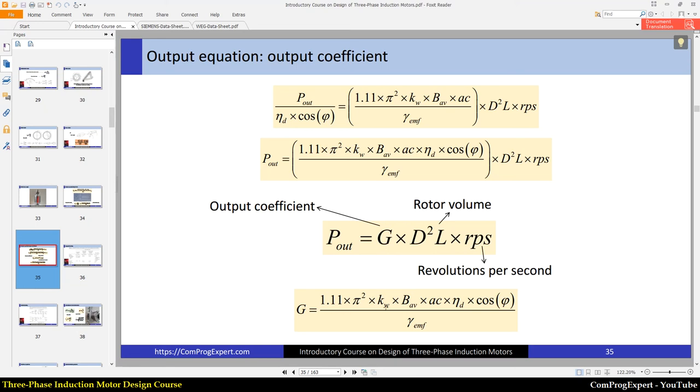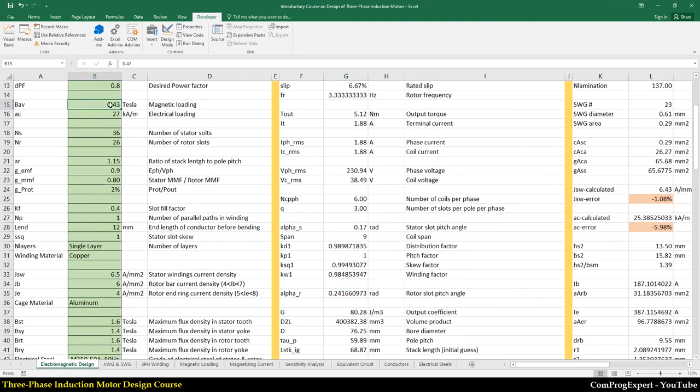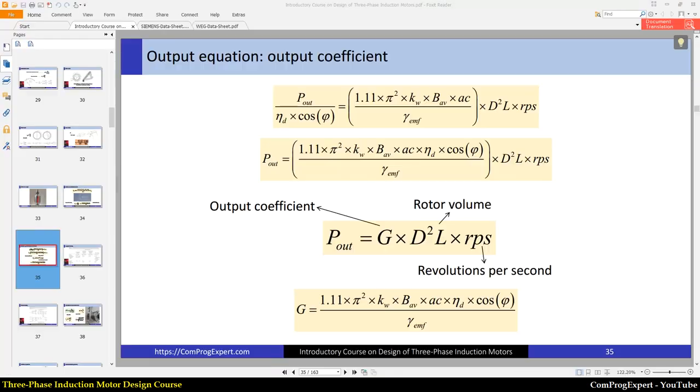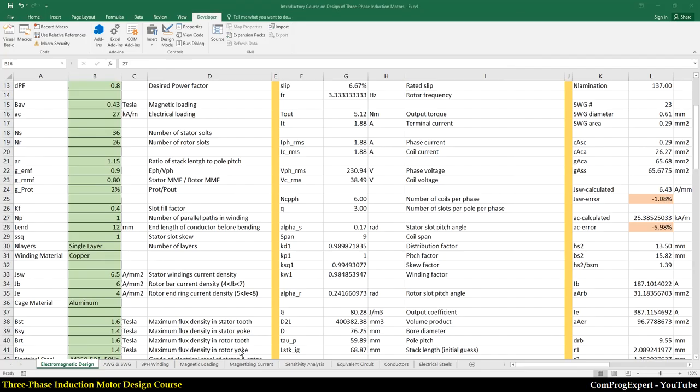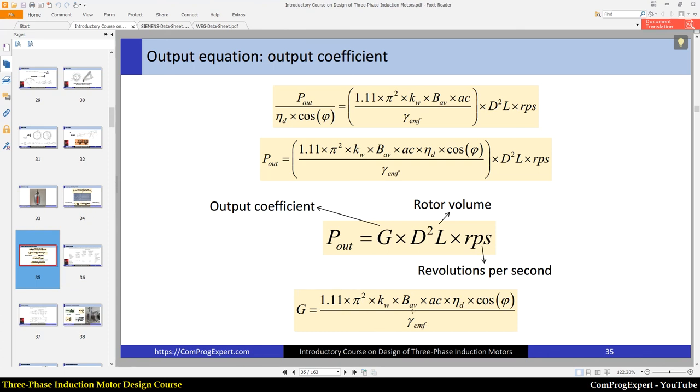In this expression, we have the value of Kw. We specify the value of gamma EMF. This is magnetic loading, electric loading, desired efficiency, and desired power factor. So you should set the value of magnetic loading and electric loading here. The value of magnetic loading, 0.43, and the value of electric loading. In this equation, output power is in kilowatt, magnetic loading is in Tesla, and electric loading is in kiloampere per meter. I wrote the proper units in the Excel file also. So when you specify the value of magnetic loading and electric loading, you can calculate G. And when you have the value of G, you can start to calculate main dimensions of the motor.